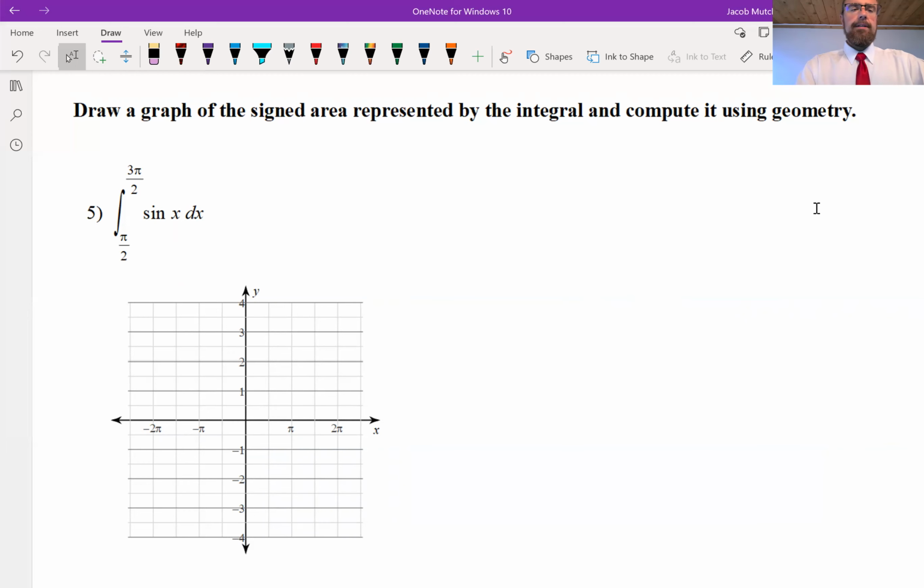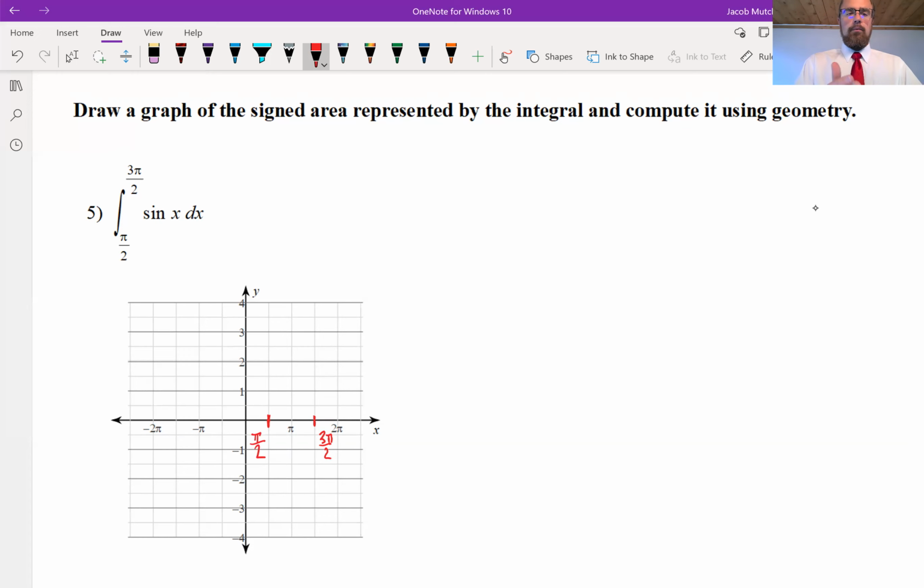So this is a simple trig function. It's the sine function, and we're considering what is its integral if we're taking our restricted domain to be from pi over 2 to 3 pi over 2. So on our graph, that's a rather narrow interval in the domain. And somehow we've got to use geometry to deal with a nonlinear curve here.